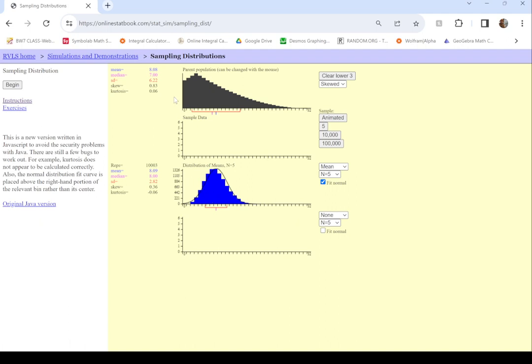Now if you notice, looking at the different parameters and statistics here, after doing it 10,000 times, the mean of our population is 8.08, and the mean of our sampling distribution is 8.09. And you see how the distribution fits a curve. One thing to notice is that the mean of the sampling distribution will be the same as the mean of our population distribution.